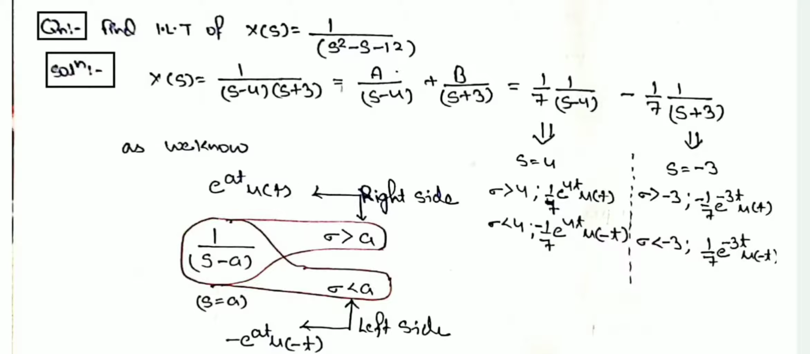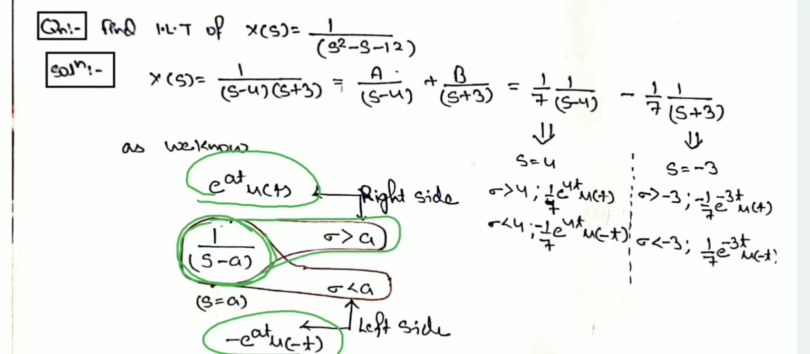Okay, we know that the Laplace transform of e to the power at ut is 1 upon s minus a. Similarly, if we put a minus inside the ut, say minus e to the power at u minus t, the same Laplace transform is obtained. The only difference is that the first is a right sided signal and its ROC must have sigma greater than a, and for the latter case it is the same Laplace transform, but its ROC must have sigma less than a.